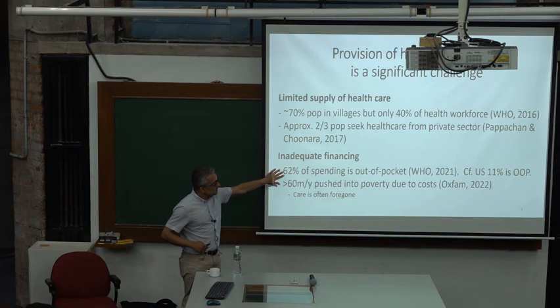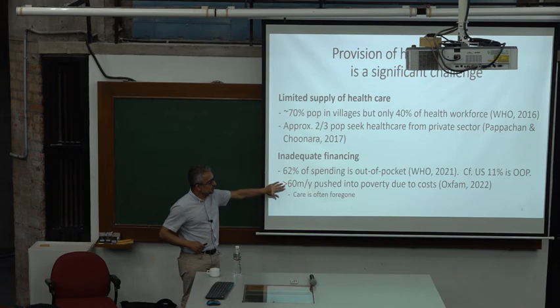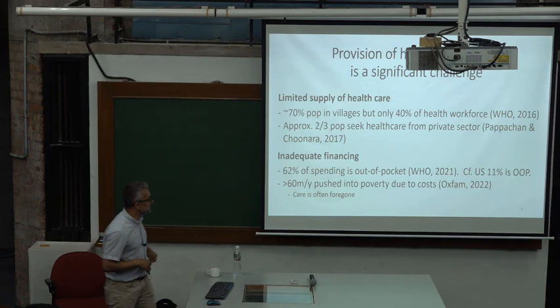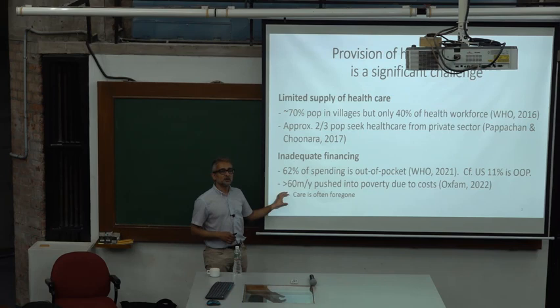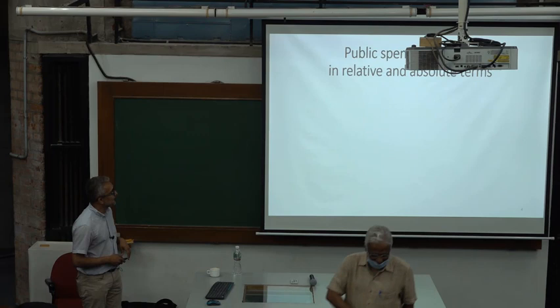This fact is also related to another fact, which is that this expenditure can drive people into poverty. The statistics that we see are something like 60 million persons per year pushed into poverty due to cost. But another neglected component of this is that there's a whole bunch of people who, worrying about this, neglect to get care. And that care is valuable. That's a cost.